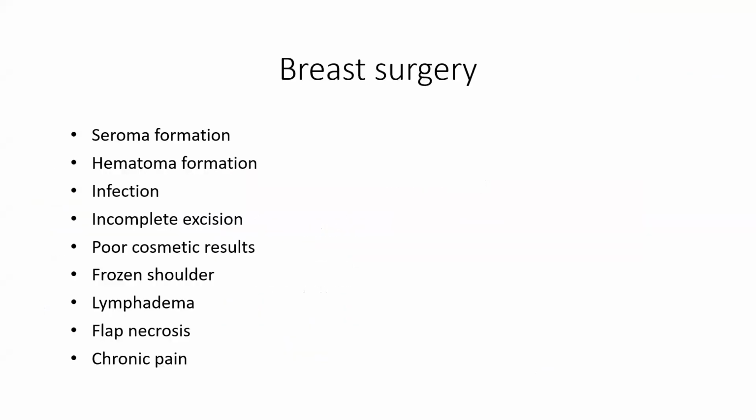First, I'll start with breast surgeries. The main complications are seroma formation, hematoma formation, infection, and incomplete excision. There can be poor cosmetic results, frozen shoulder, lymphedema, flap necrosis, and chronic pain. Seroma is basically a small fluid collection which can develop in the breast after surgery. Draining is the common management. For hematoma, if it is very large, then evacuation is required. Otherwise, it resolves on its own.